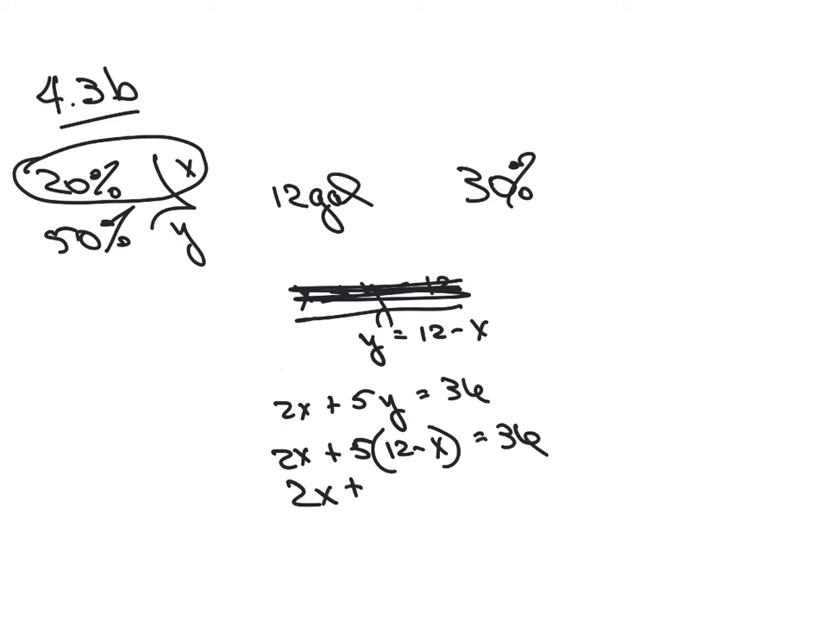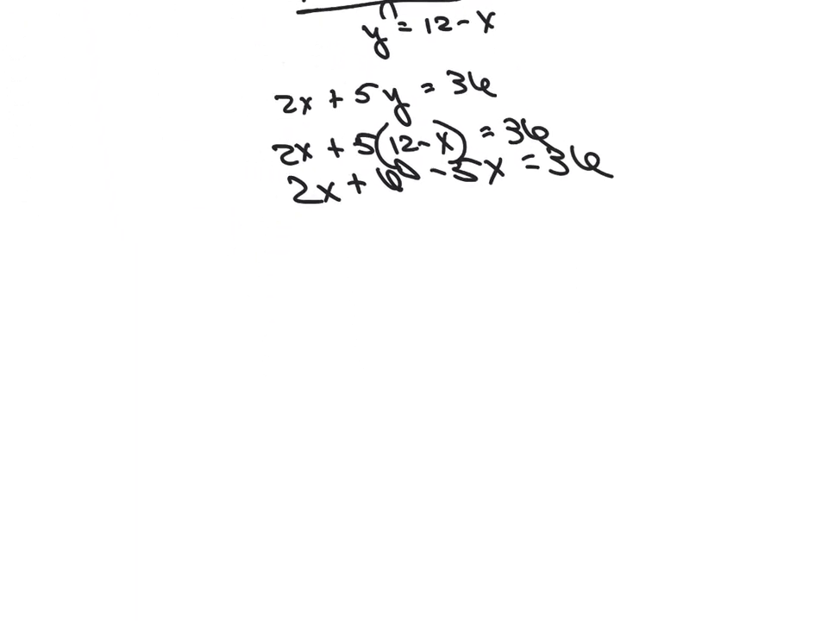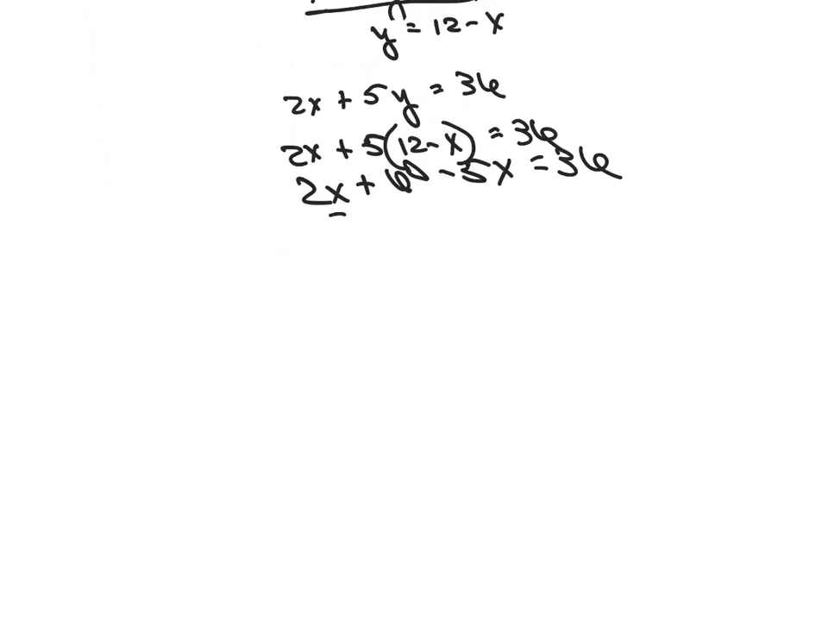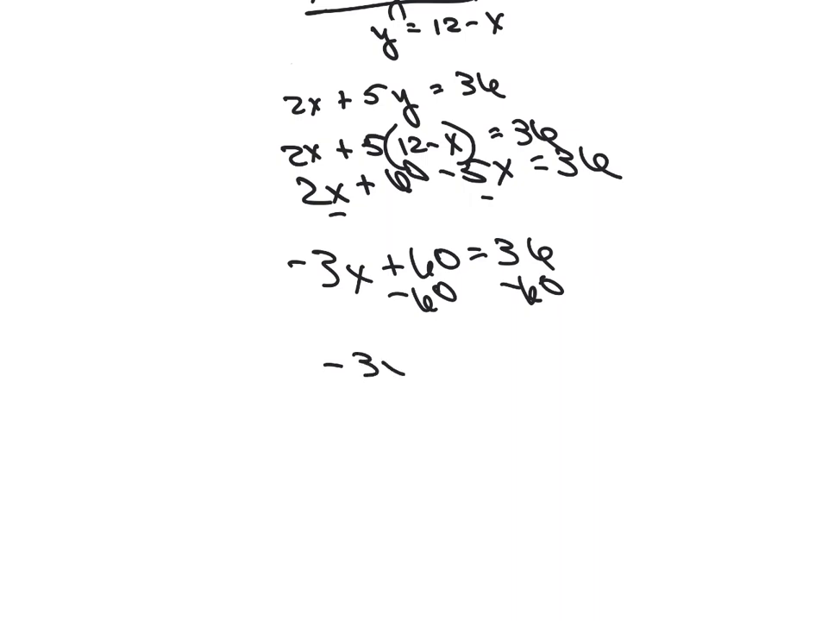Okay, distribute. Move stuff up out of my way. This and this gives me negative 3x. Why does that always happen to me? Subtract 60, subtract 60. So negative 3x equals negative 24. And therefore x equals negative 24 over negative 3, which is a positive 8.